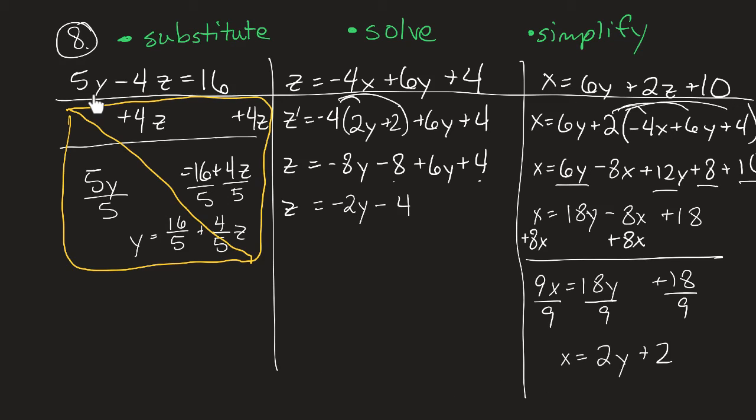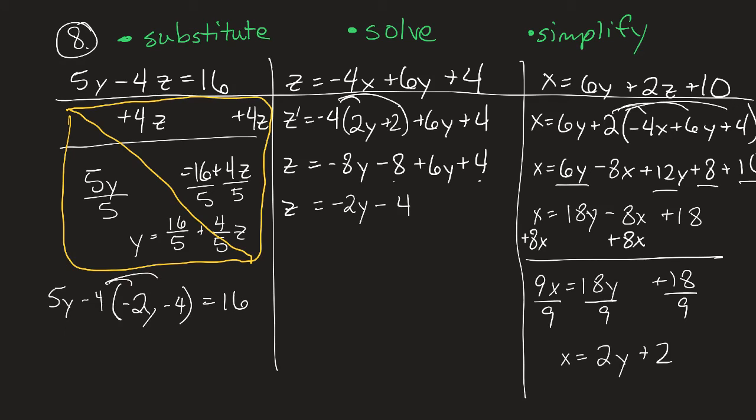So we can go to our first column, and we can plug in our z from column 2, substitute our z from column 2, into our column 1. And we can put it into our original equation because we're ignoring what's going on down here. So we have 5y minus 4 times, and then from column 2 we have the negative 2y minus 4 is equal to 16.